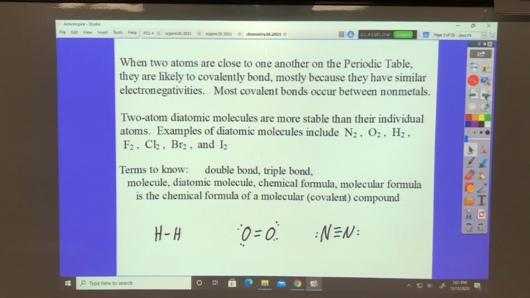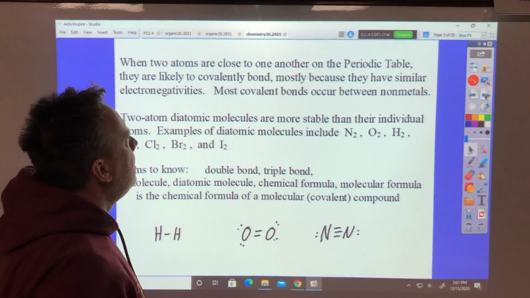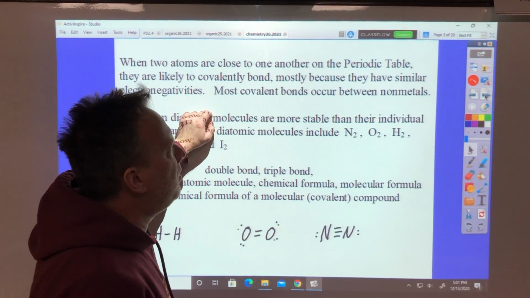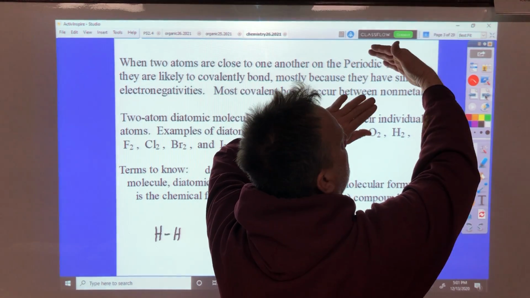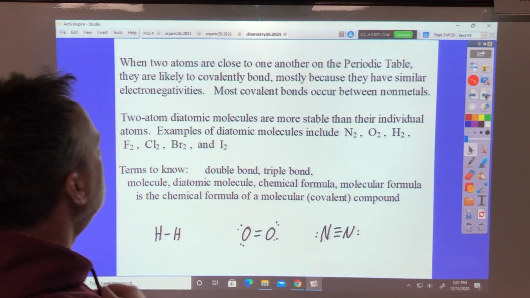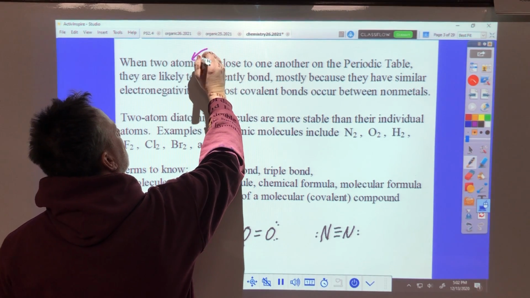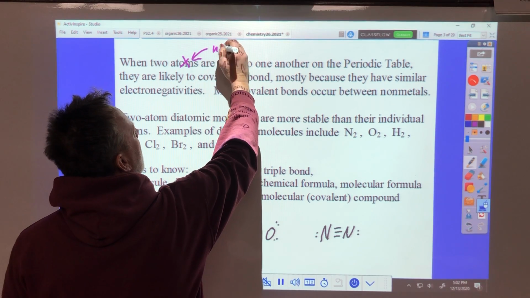We were talking about if 2 atoms are close to one another on the periodic table, especially if they're nonmetals, they're likely to covalently bond. By the way, if they're close to one another on the metal side of the table, they're just going to make an alloy. But if they're 2 nonmetals, I need to add this in there. I'll see that it's ugly written, and I'll go fix it later. Maybe that word should be nonmetals.